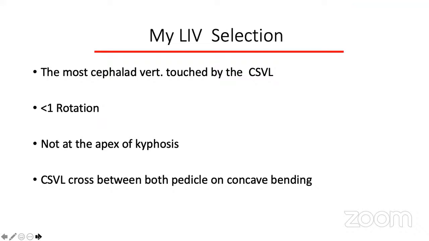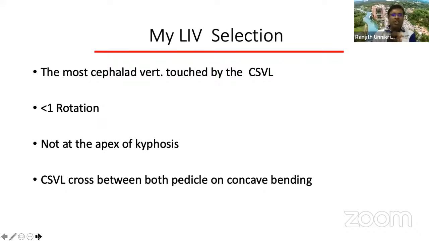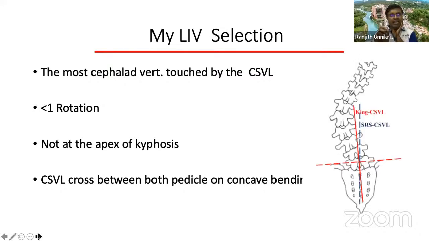Here, the concave bending film in a type 5 or a 6 is the catch, because you know that there might be costopelvic impingement on a lumbar curve, which might not let you bend it really well. So that is taken into account. That's why we have to look at multiple features when you decide this point. Now, in this, I use the King CSVL, not the SRS CSVL. The King CSVL is bisected at right angle at the iliac crest bisection, whereas SRS is the plumb line which you drop down from the sacrum.